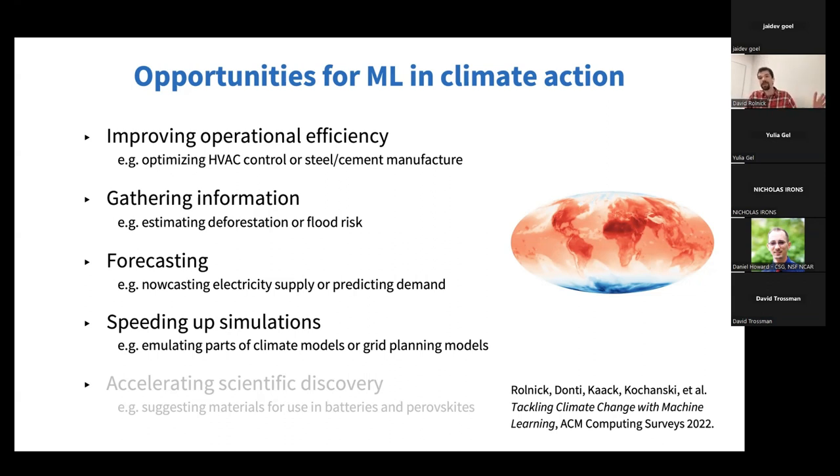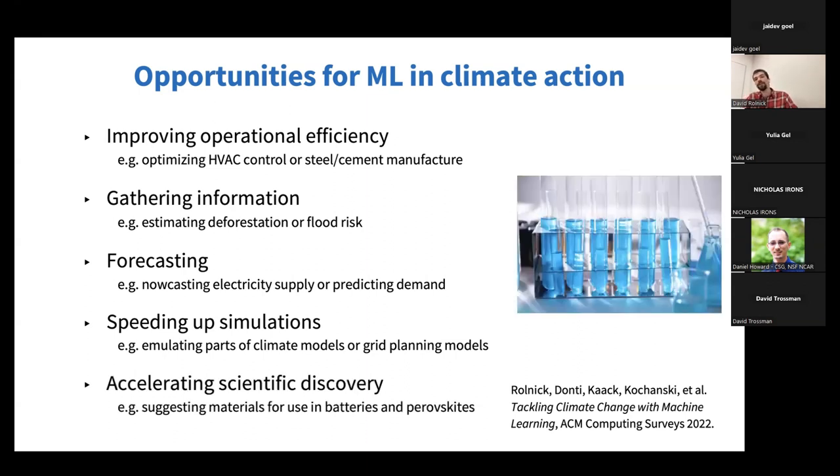Oftentimes there are already heuristics which are being used, and machine learning can be part of those heuristics. For example, approximating particularly time-intensive pieces of climate models, or increasing the resolution of the output. So you go from a low-res output to a high-res output, what's called downscaling. This can also be relevant in other physics-based or engineering-based simulations, like in grid planning. And the final theme I want to touch on is scientific discovery. There are many kinds of innovation which are necessary in climate tech, in fighting the climate crisis.